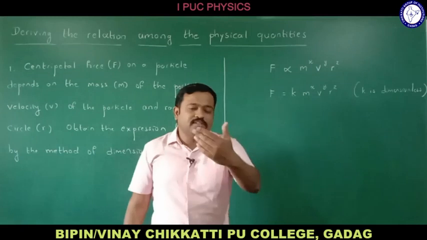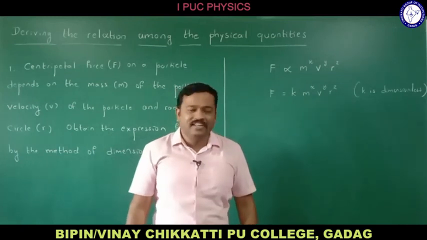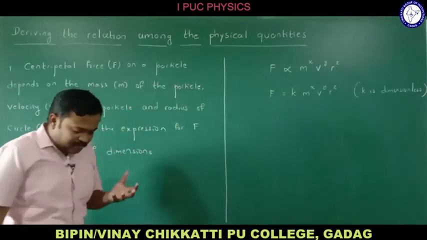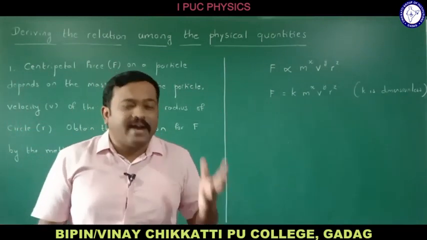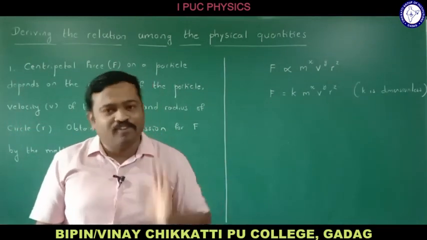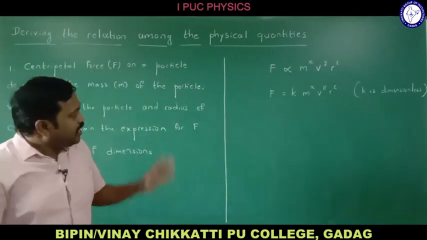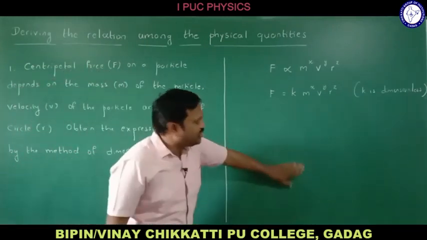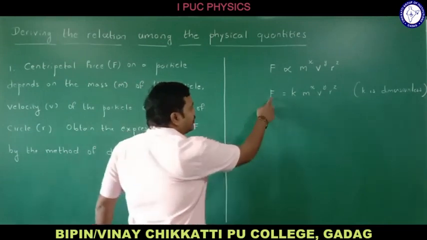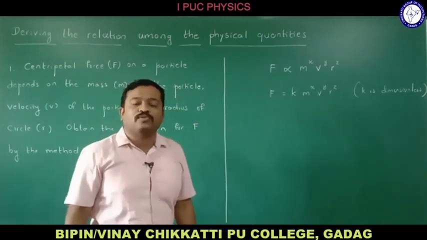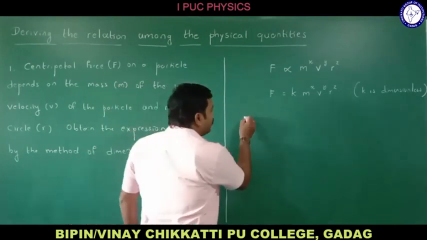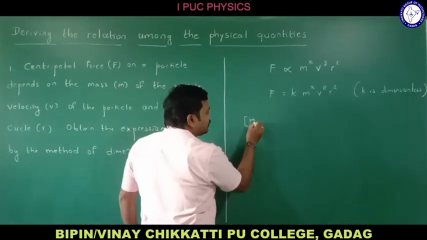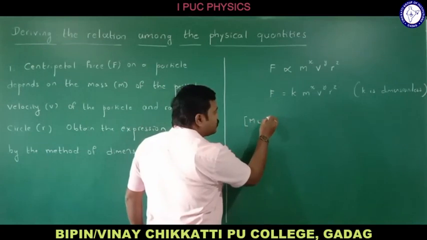Now shall I use the dimensional formula? We know the meaning of dimensional equation: a dimensional equation is an equation obtained by equating a physical quantity with its dimensional formula. Let me equate the dimensional formula of all these. First of all, write the dimension for force. What is the formula for force? Mass into acceleration. Force means mass times acceleration, L t raised to minus 2.